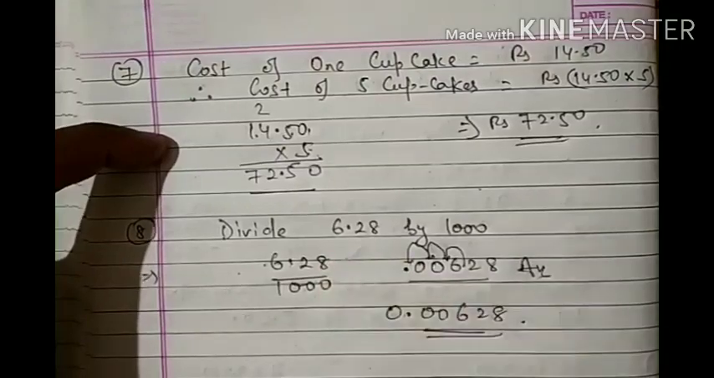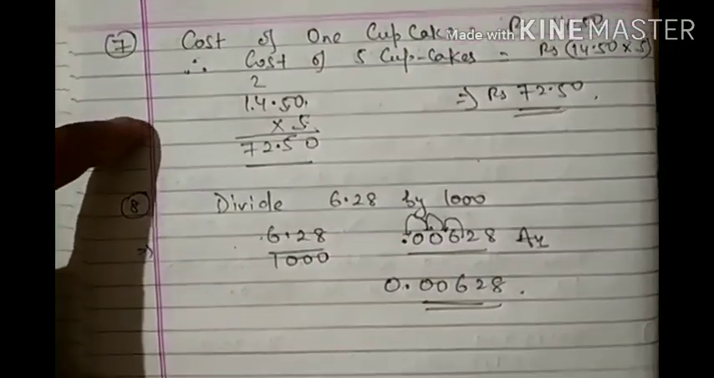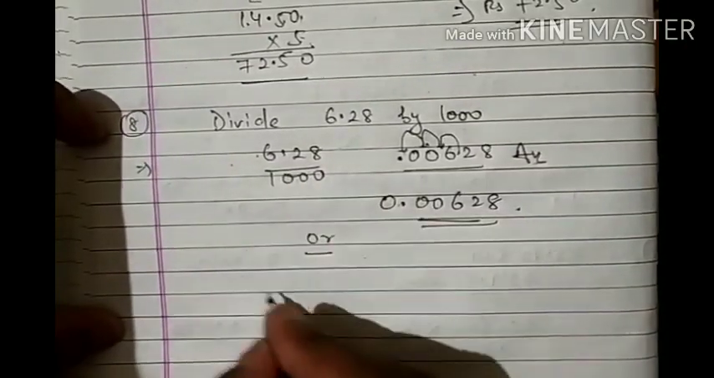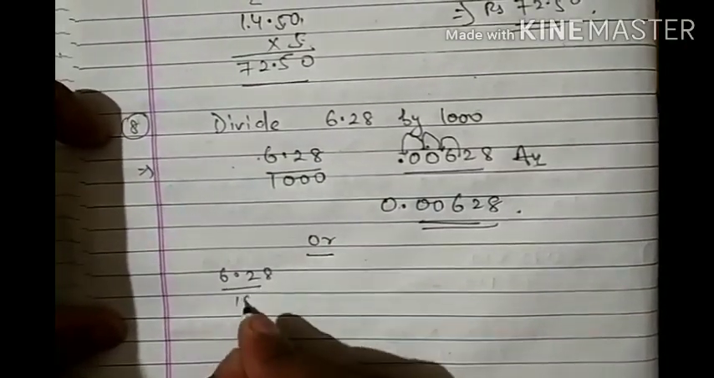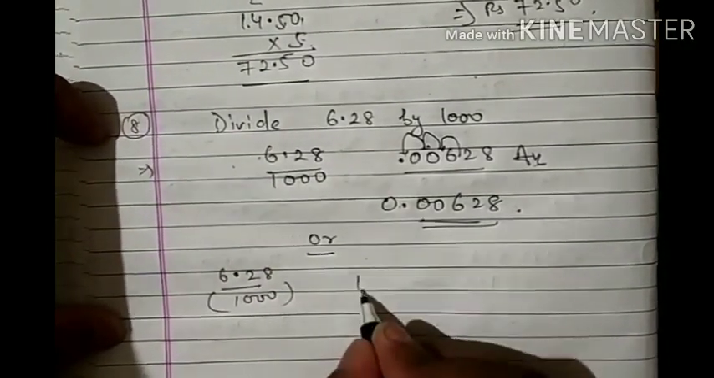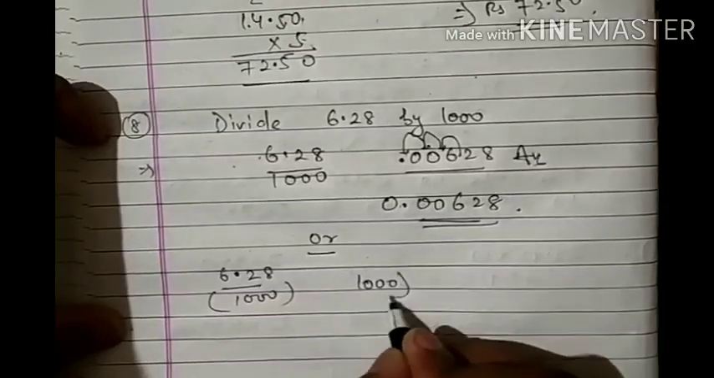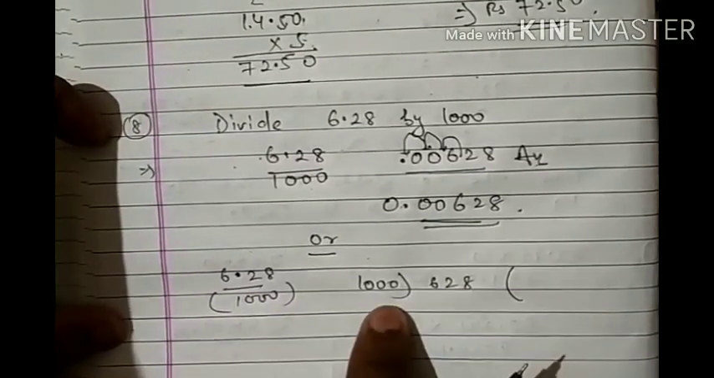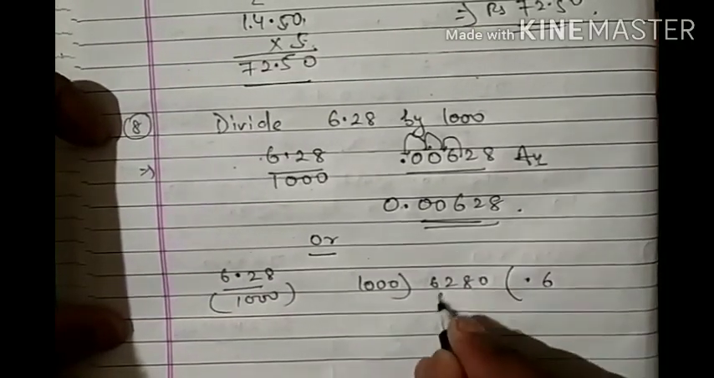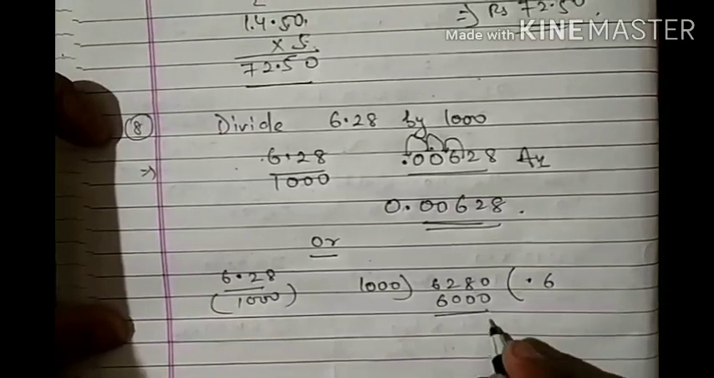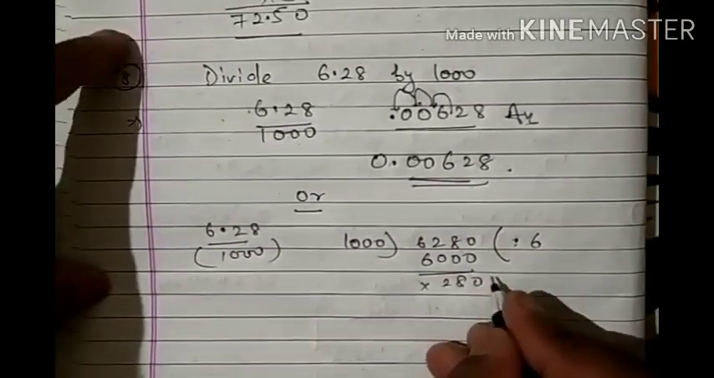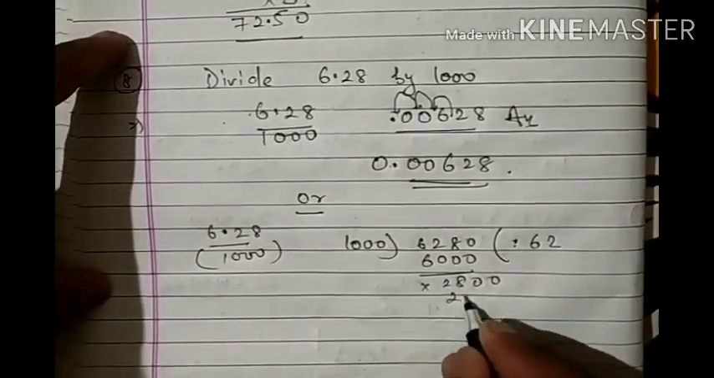And if you don't understand this method, we will simply solve using division. So let's see the other method. 6.28 divided by 1000. First of all, forget this decimal. Now keep on dividing 628 by 1000. Can we divide? No. So we will put 0 over here. What do we get? 0. 1000 goes 6 times is 6000, remainder 28. Still not possible. We have a point over here. We can bring down 0. 1000 goes 2 times is 2000.